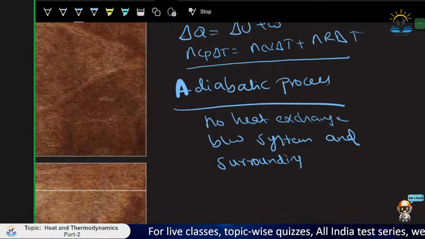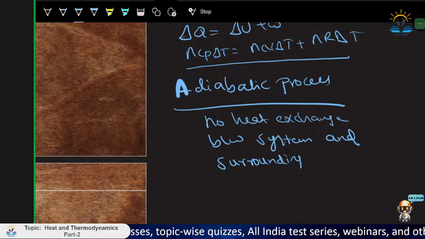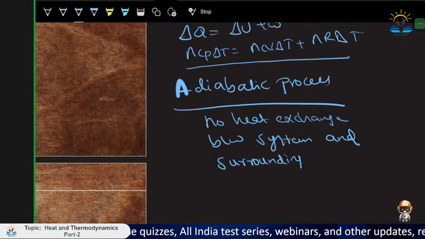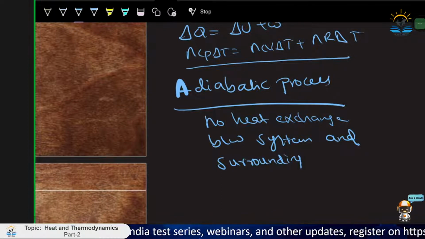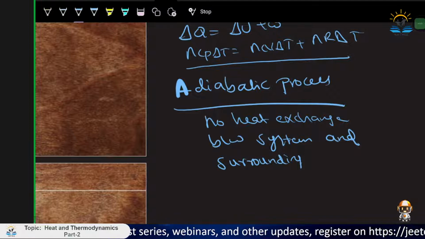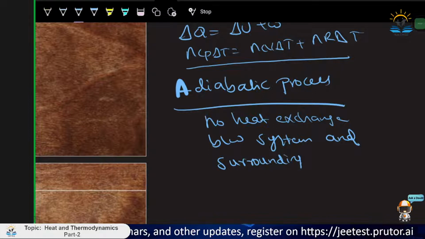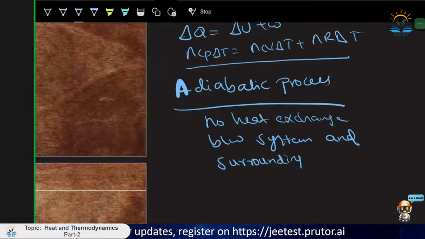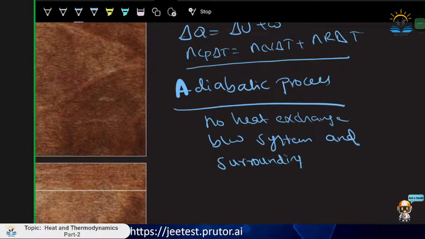That means the system is actually covered with an adiabatic wall, which is not permeable to heat. It does not allow heat to pass from system to surrounding. In questions, instead of saying adiabatic process, they can say sudden bursting, sudden expansion.